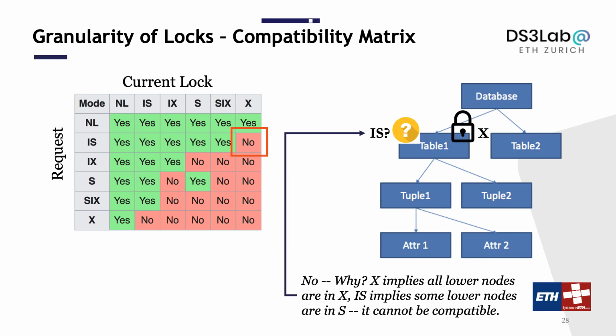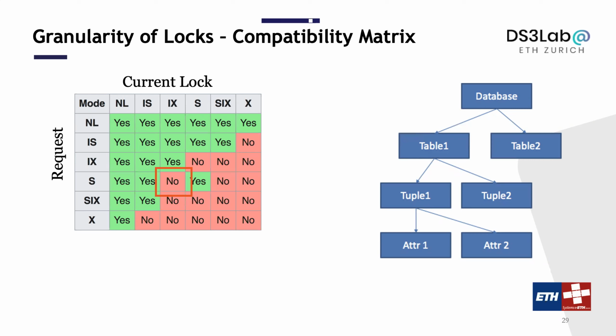Now let's look at another example. Let's look at this cell. Assuming some transaction is holding an intention exclusive lock here, and then I, as a transaction, want to acquire a shared lock on this.